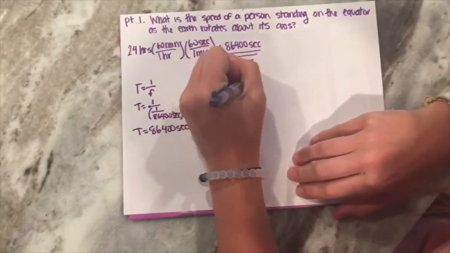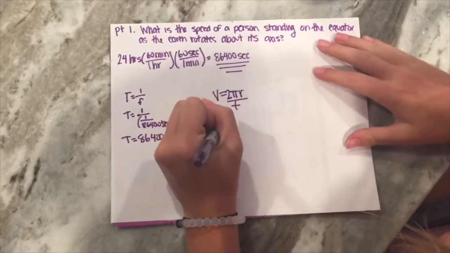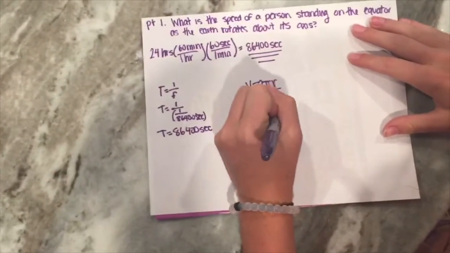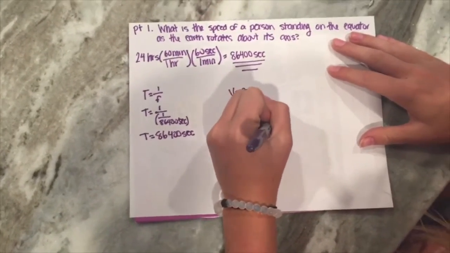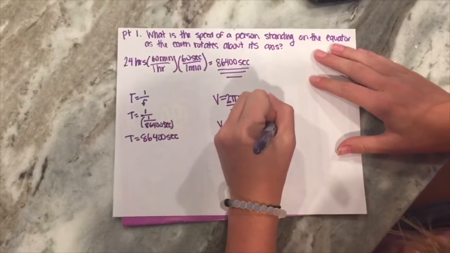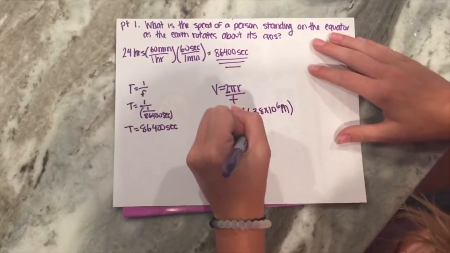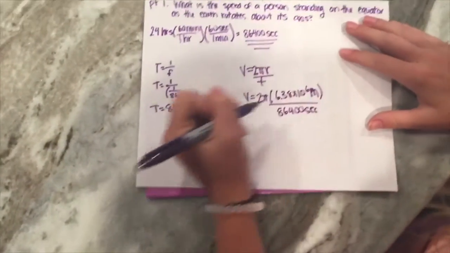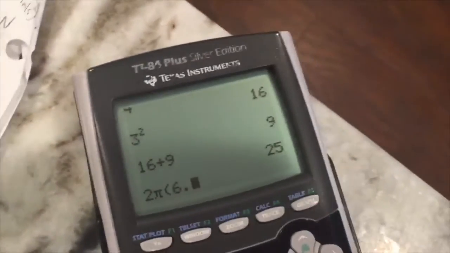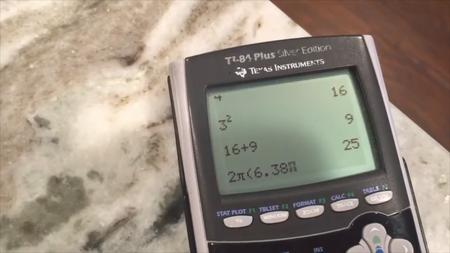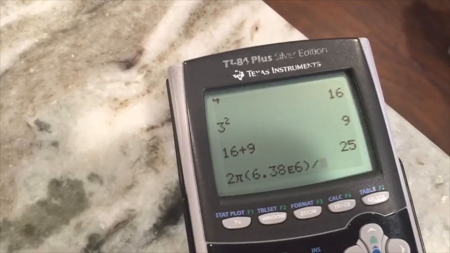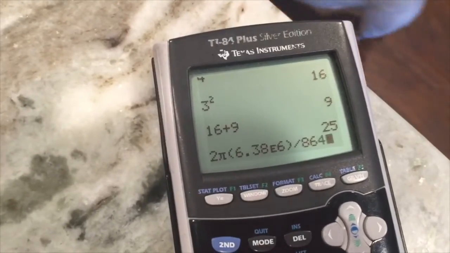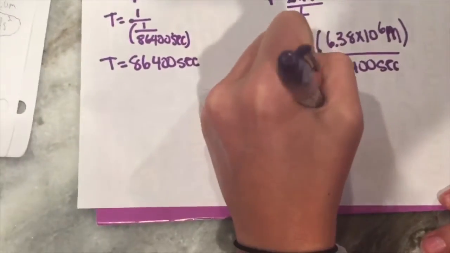Then I use the V equals 2 pi r over T formula. You write V equals 2 pi times 6.38 times 10 to the 6th meters divided by 86,400 seconds. The answer is 463.97 meters per second.